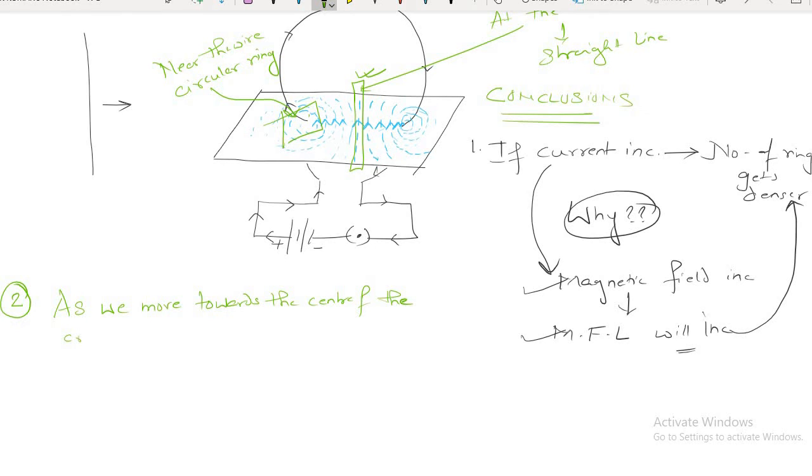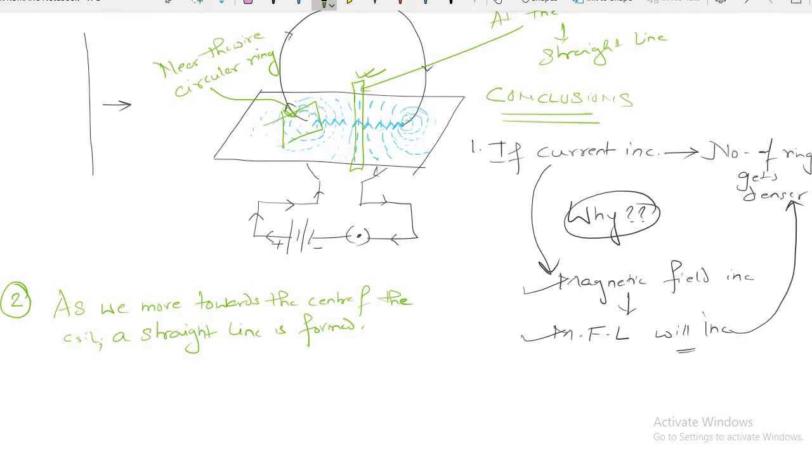you can see now at the center of the coil, it is forming a straight line. A straight line is formed. So what I have written is, as we move towards the center of the coil, a straight line is formed.